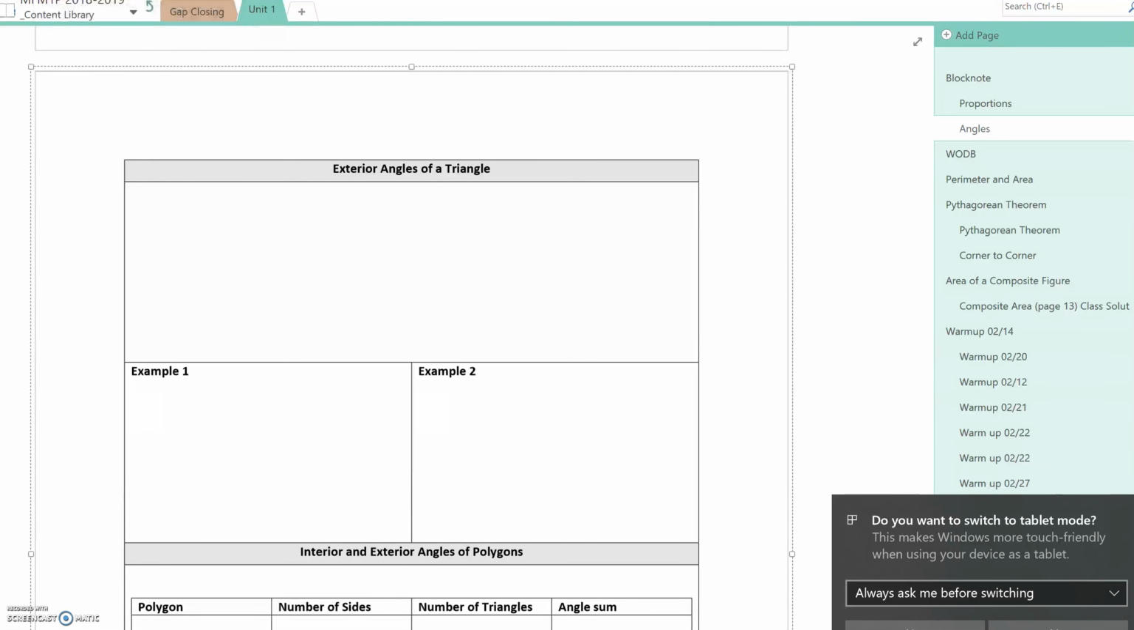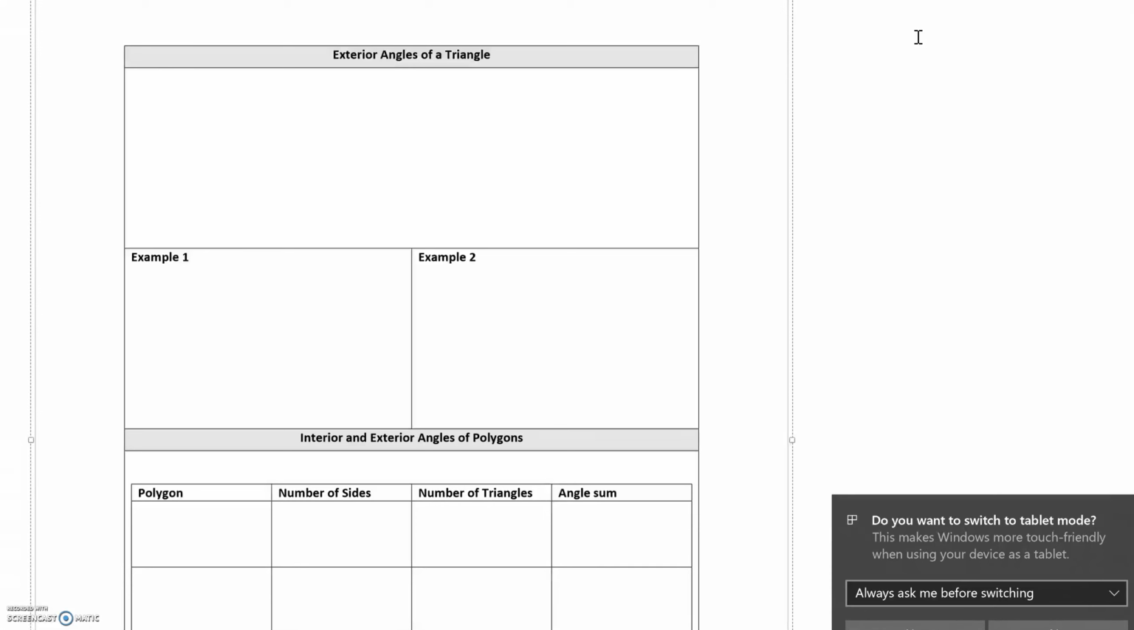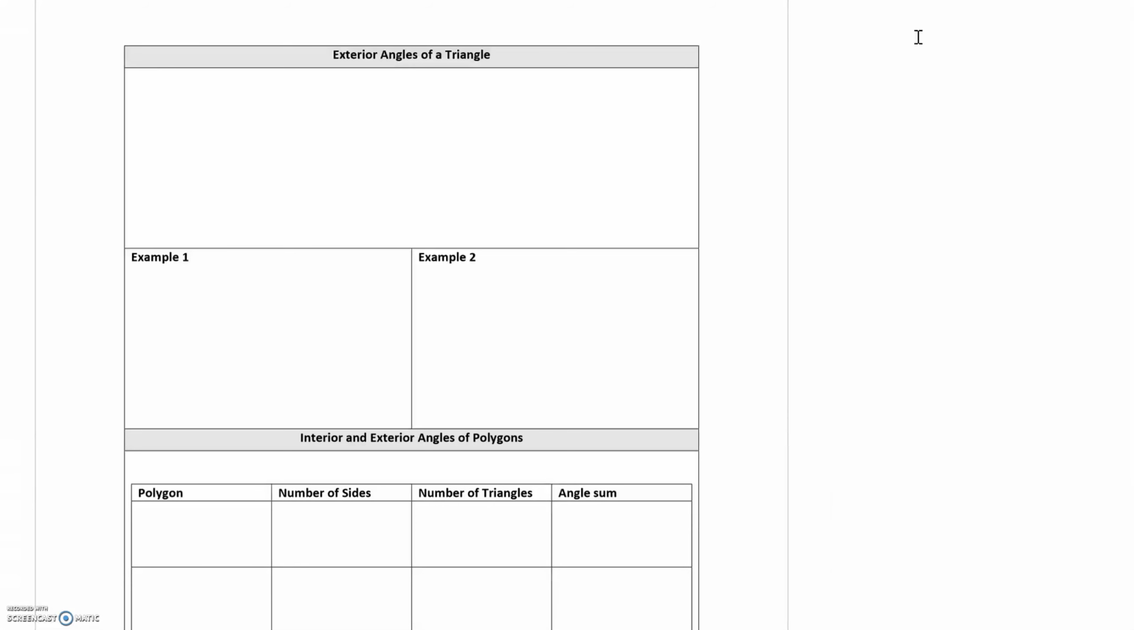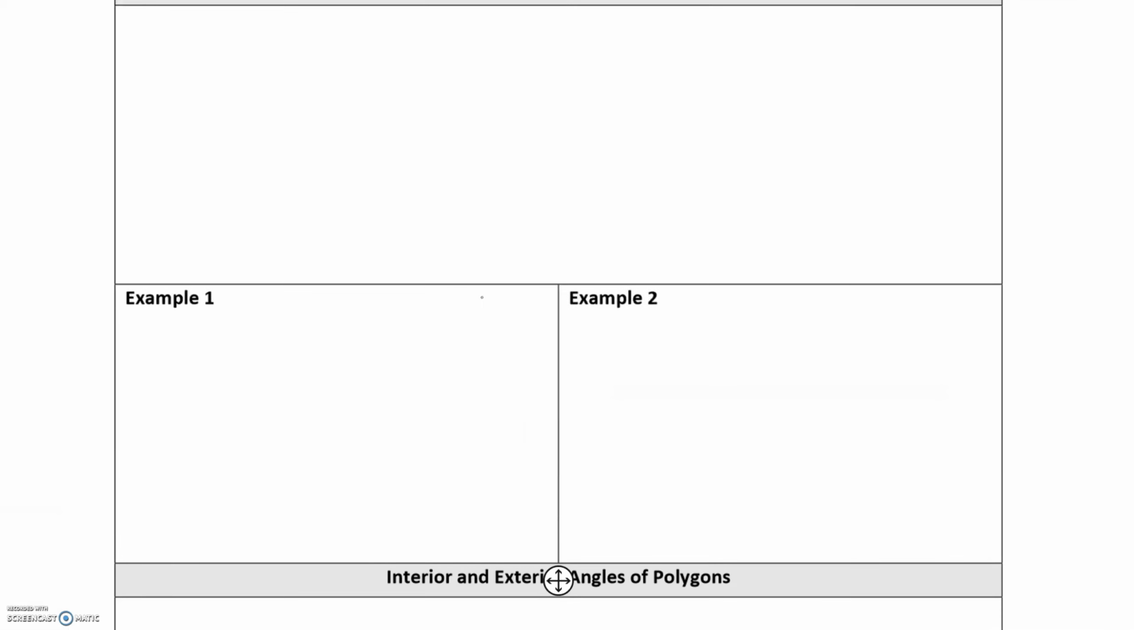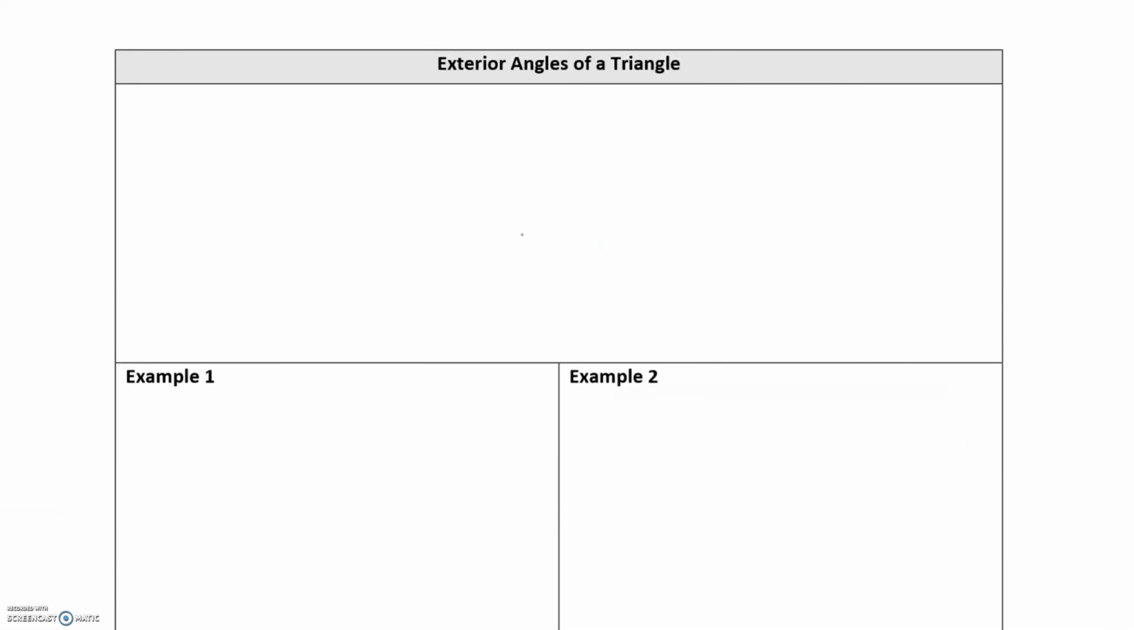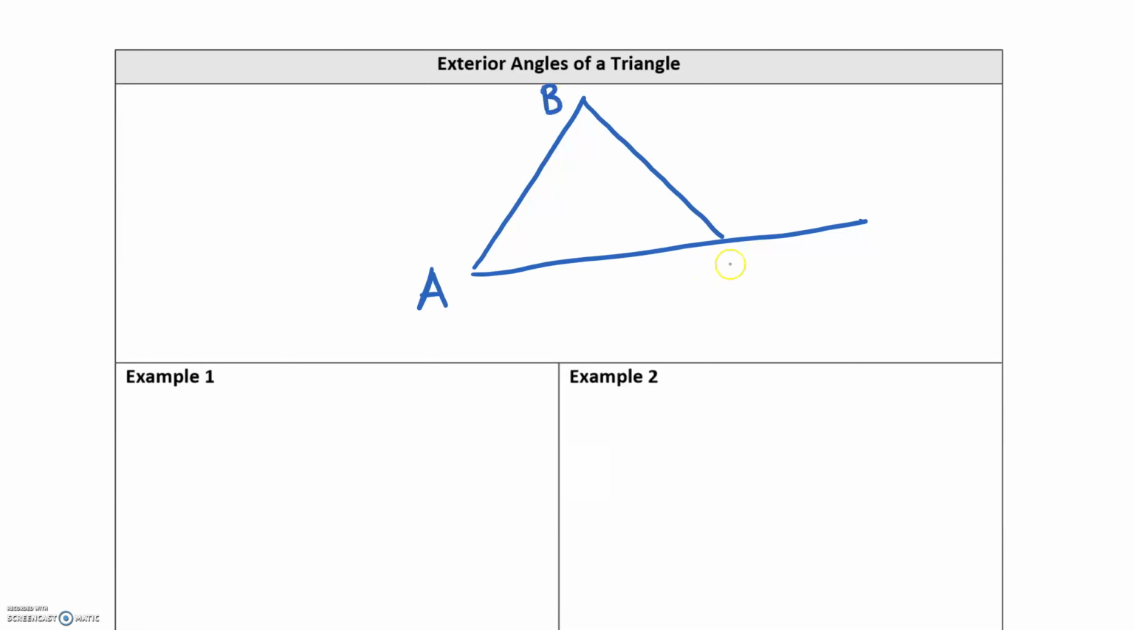Okay, today we're going to deal with the exterior angles of a triangle, which is completely different than the interior angles of a triangle. So I want you to draw the following diagram on your block note. Okay, hopefully you had a chance to take it out. So I just want you to draw this diagram right here. We're going to label these sides A, B, C, and we're going to put a D over here.